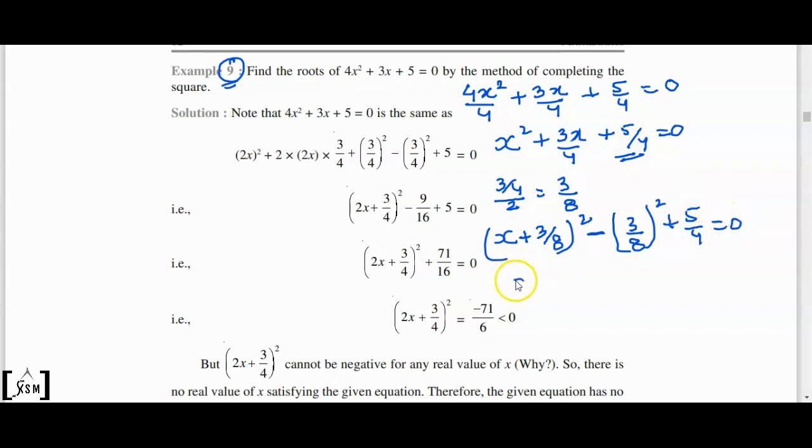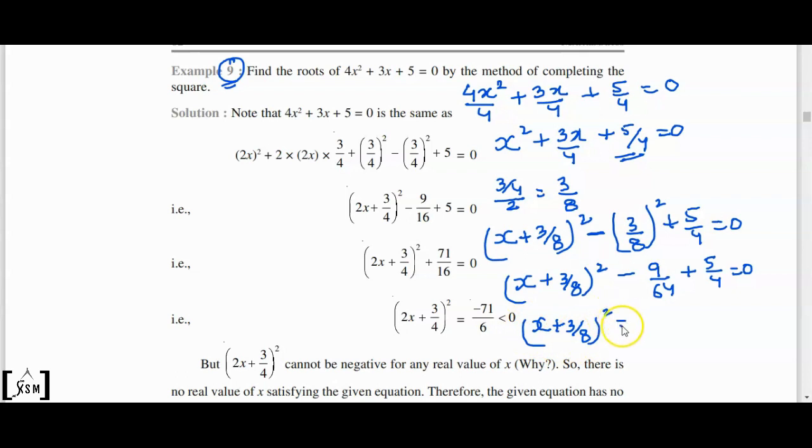Let's solve it. So x plus 3 over 8 whole square minus 9 over 64 plus 5 over 4 equal to 0. And these two terms we take to the right side. So we get x plus 3 over 8 whole square equal to 9 over 64 minus 5 over 4.